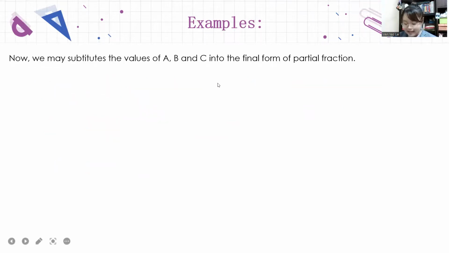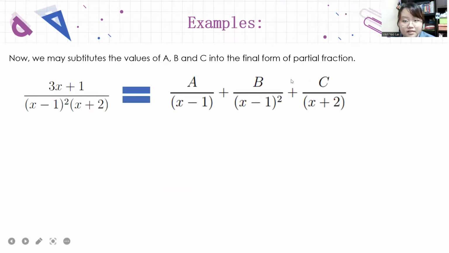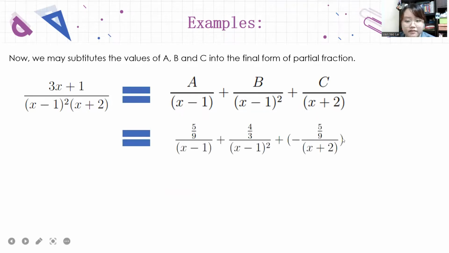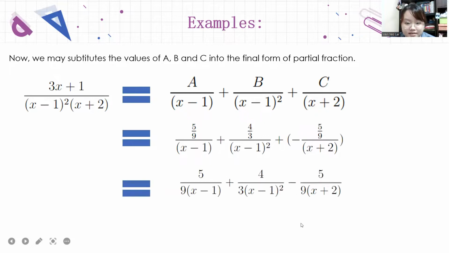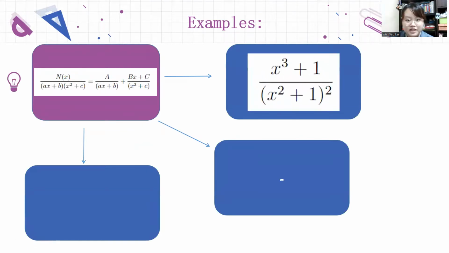Now we already have the value of a, the value of b, and the value of c. So we can put them into the final form of the partial fractions and obtain the final answer. This is the final form of the partial fractions that we obtained just now. We just need to sub in the values and make it nicer. And this will be the final answer of the question 3x plus 1 over x minus 1 squared times x plus 2.